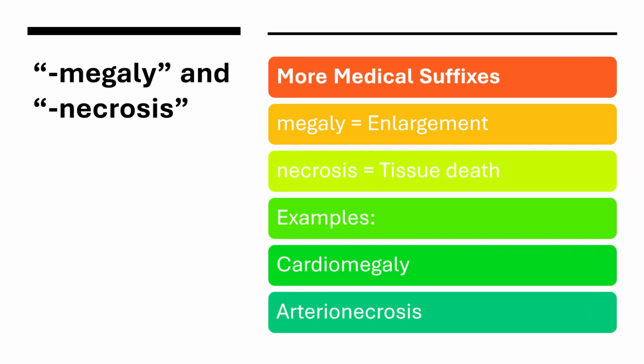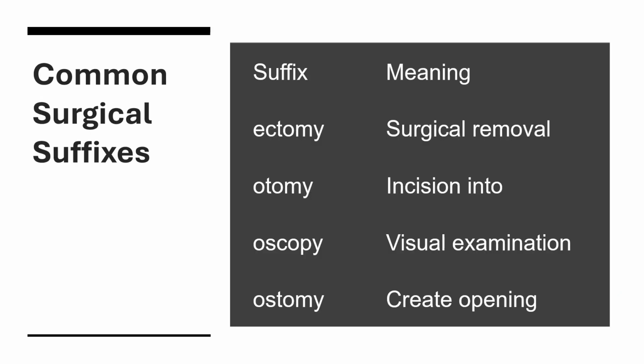The suffix megaly means enlargement of an organ. For example, cardiomegaly means enlargement of the heart. Necrosis refers to tissue death. These suffixes are commonly used in surgical procedures. Ectomy means removal, while otomy means cutting into an organ or body part.